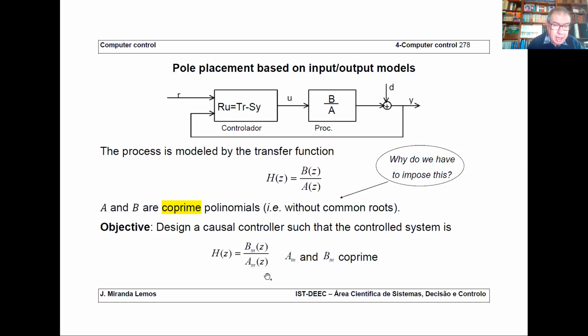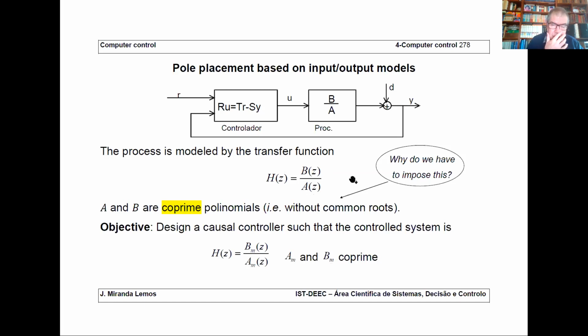Now, I'm imposing something. One of the things that I'm imposing is that both B and A, this system is causal, so the degree of A is bigger or equal than the degree of B, and there are no common roots. We say that the polynomials B and A are co-prime. Co-prime means that B and A have no common roots. And the same for AM and BM.